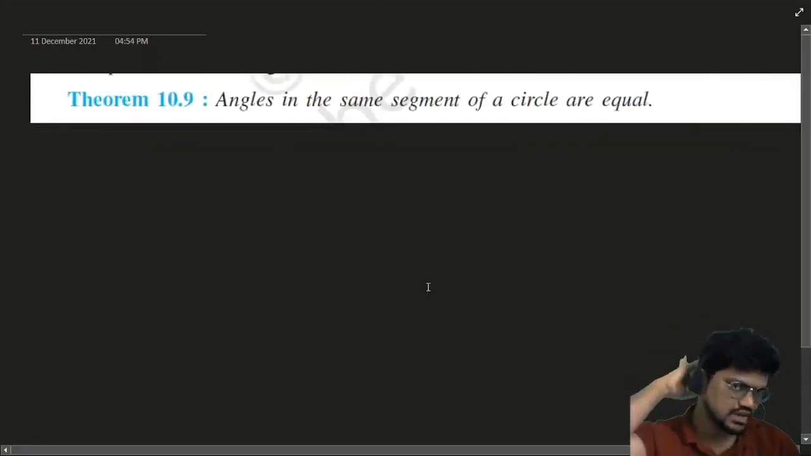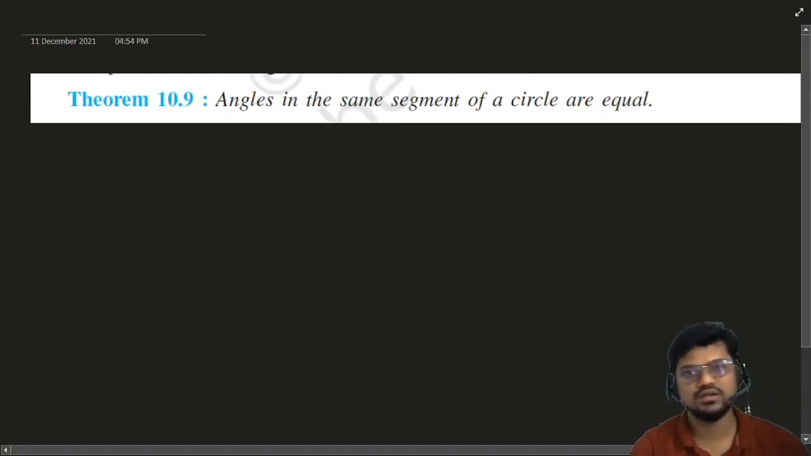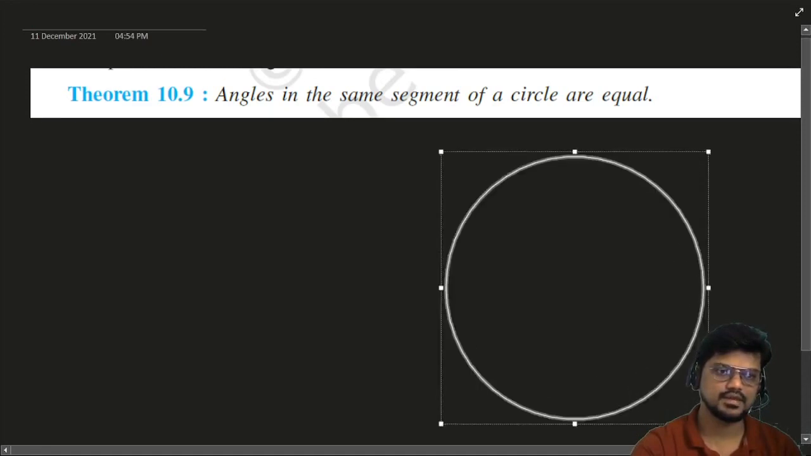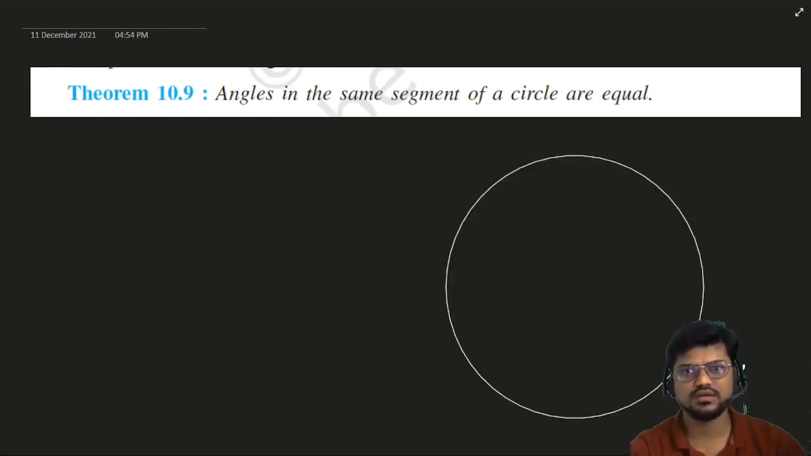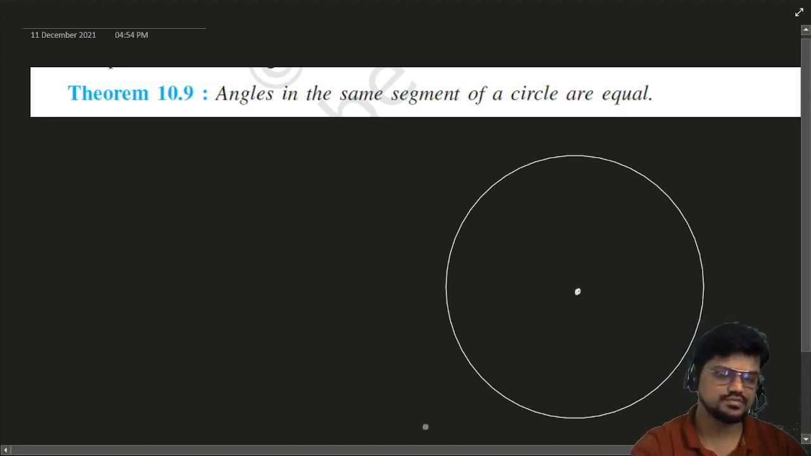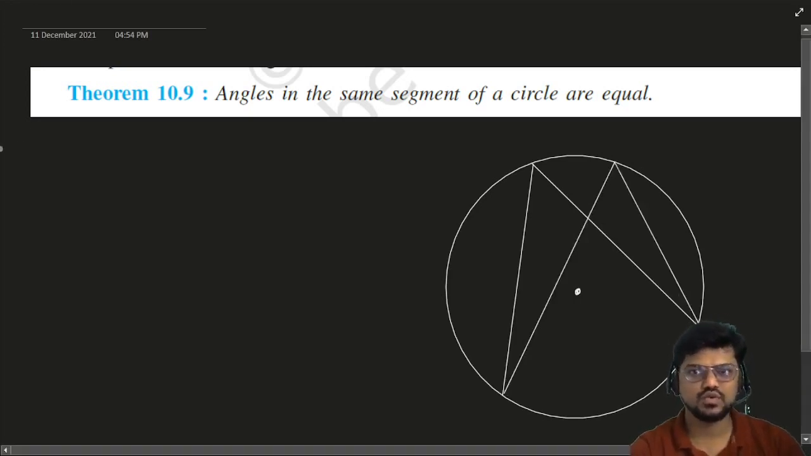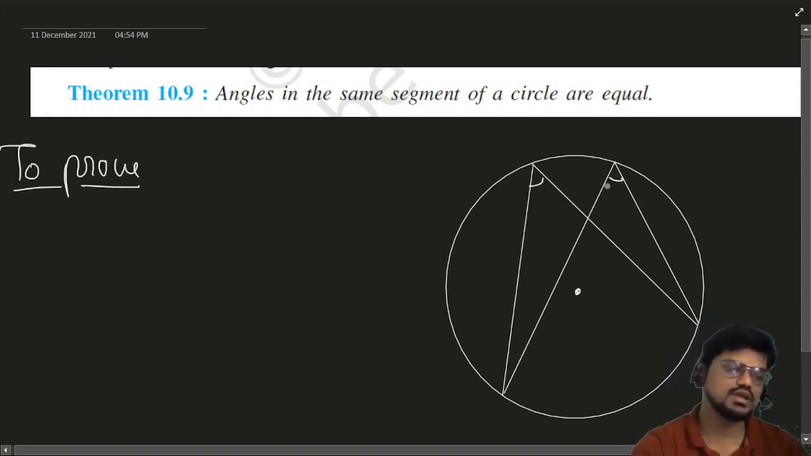Angles in the same segment of a circle are equal. Now why are they equal? Because see, if I draw any circle like this, and if this is the center of the circle, and what they are saying, if this is any angle and this is also any angle, what you have to prove in it is this angle and this angle both are equal.